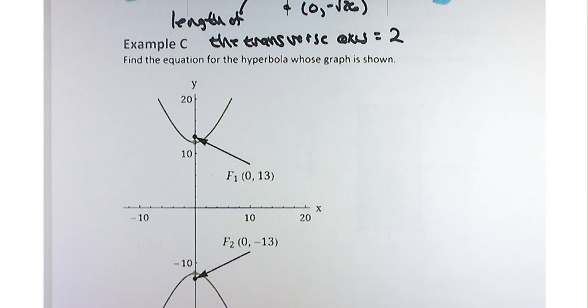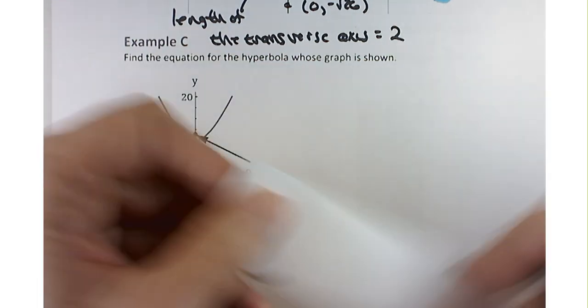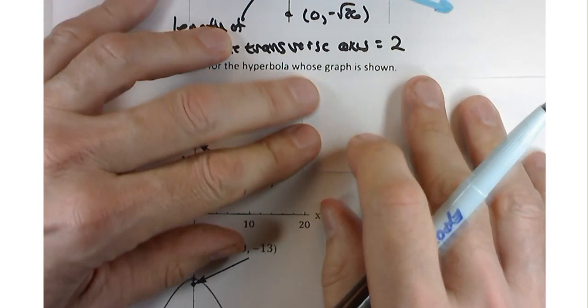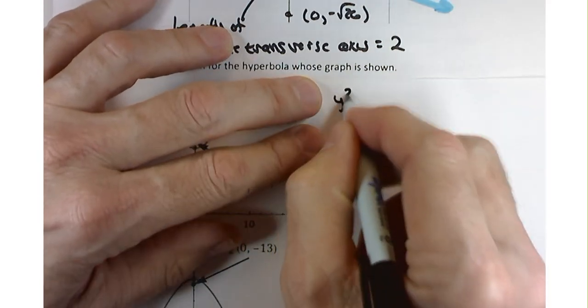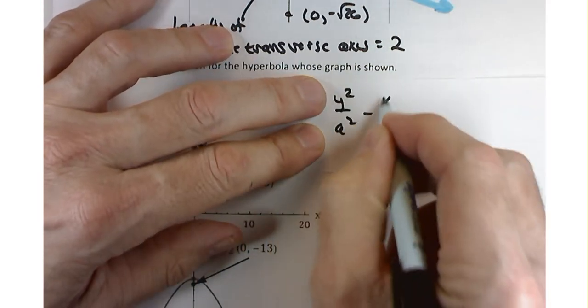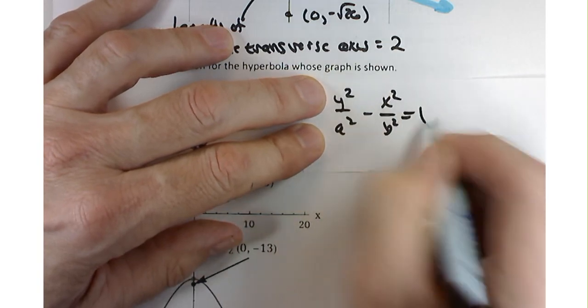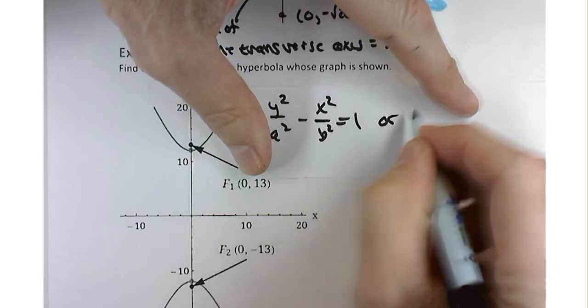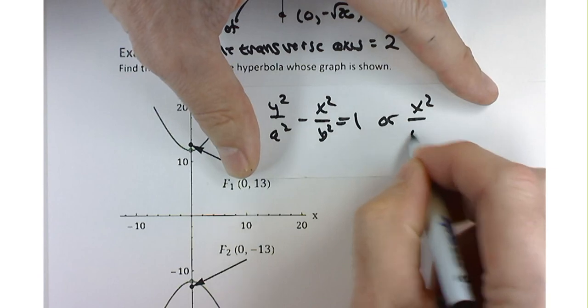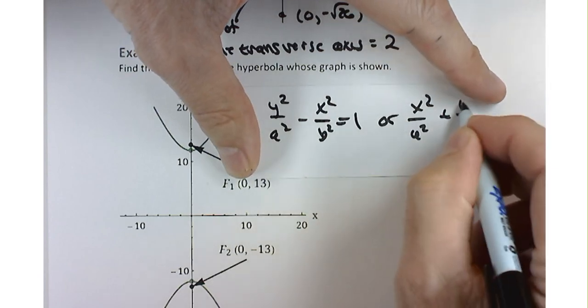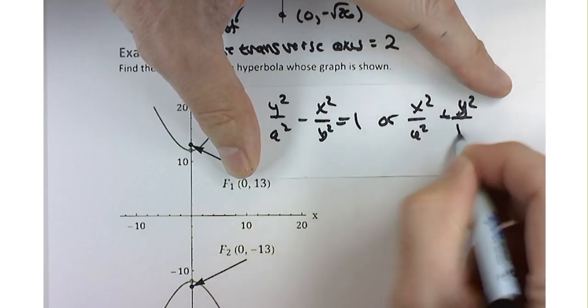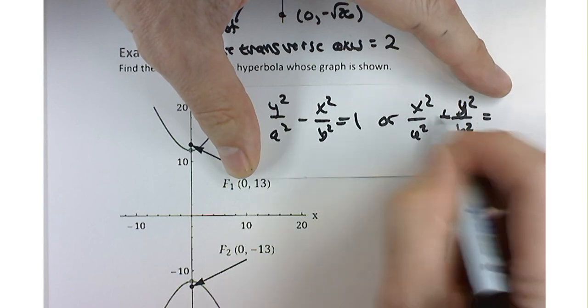Now you've got 2 choices here. I'm going to write them both down. This hyperbola opens up and down, so is it going to be of the form y squared over a squared minus x squared over b squared equals 1, or x squared over a squared plus y squared over b squared equals 1? Actually, how about a minus there?